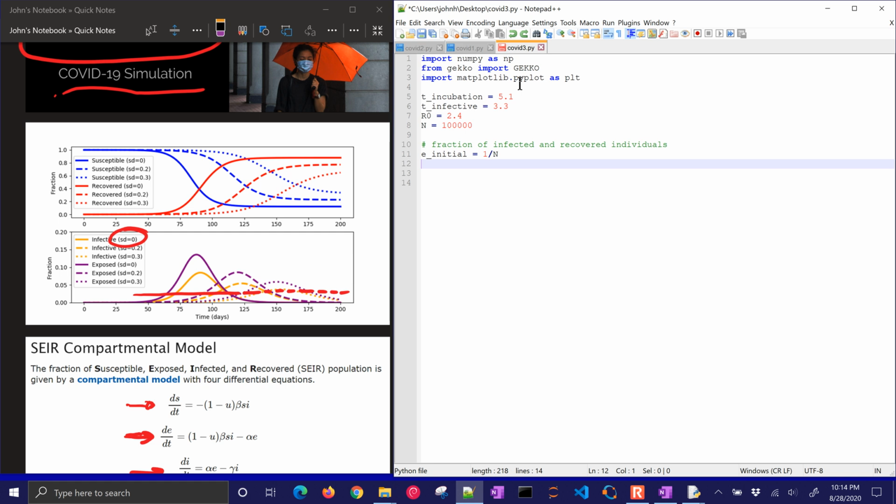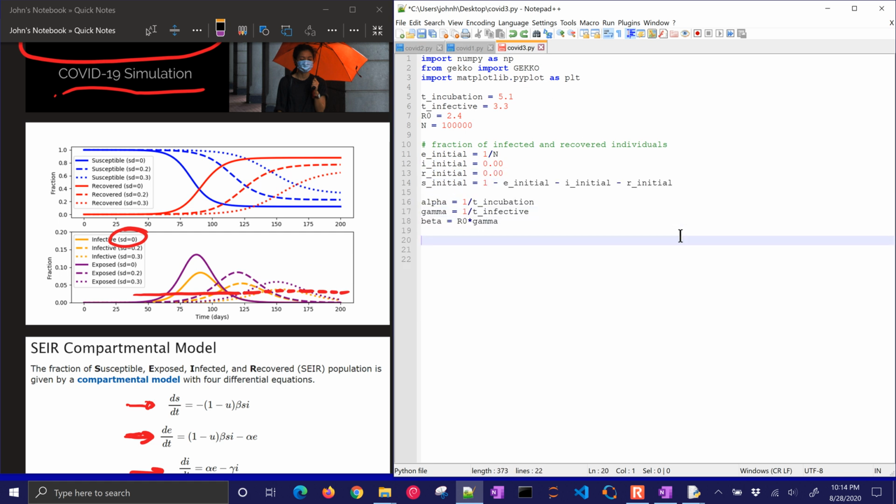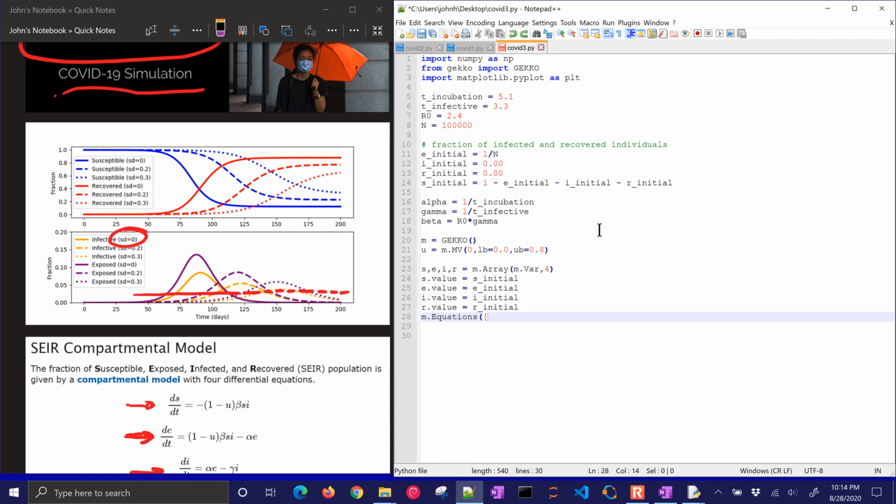All right, same thing as before. I have my initial conditions, my alpha, gamma, and beta. I have my Gecko model. But now I'm going to just put an upper and lower bound to that. Okay, lower bound of 0, upper bound of 0.8 on the social distancing. And I'm going to let it come up with the optimal profile to adjust the social distancing to maintain within healthcare constraints.